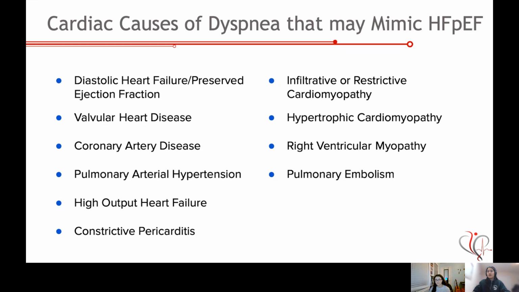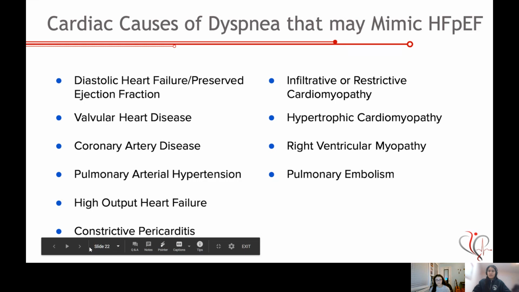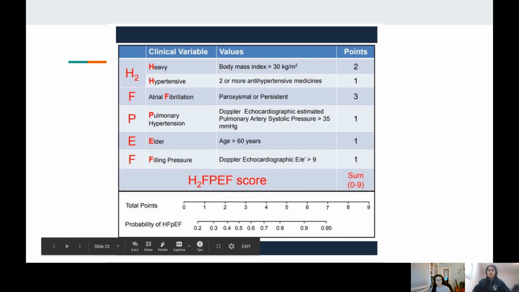So although we focused a lot on SOB and heart failure for this presentation or this series, just know that there are a lot of other diseases that can present very similarly. And we won't get into what all of these are, but it's important to consult a doctor to determine exactly what your condition is. So a diagnostic test for heart failure with a preserved ejection fraction is this HFpEF score. And we'll quickly run through it and what these mean.